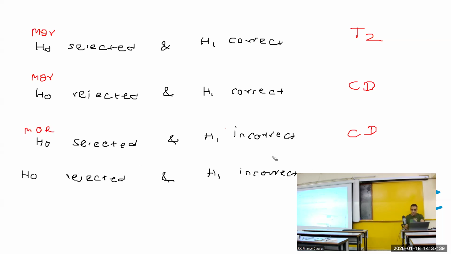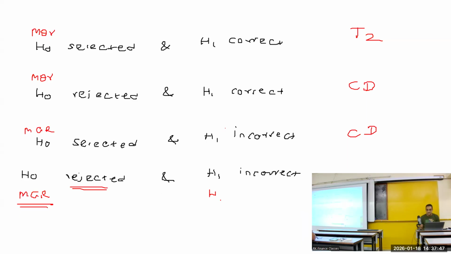Okay, last one, H0 rejected means we rejected the manager. And H1 is incorrect means H0 is correct means manager is correct. Correct means good. So now connect these two statements. The manager was good and that good manager has been rejected. So a good manager was rejected, it's a mistake.